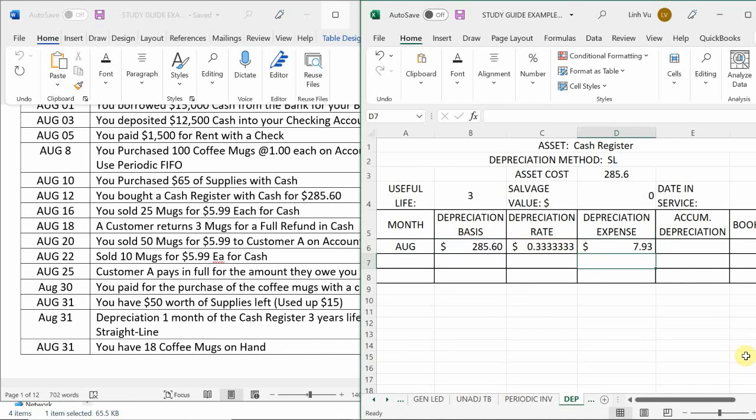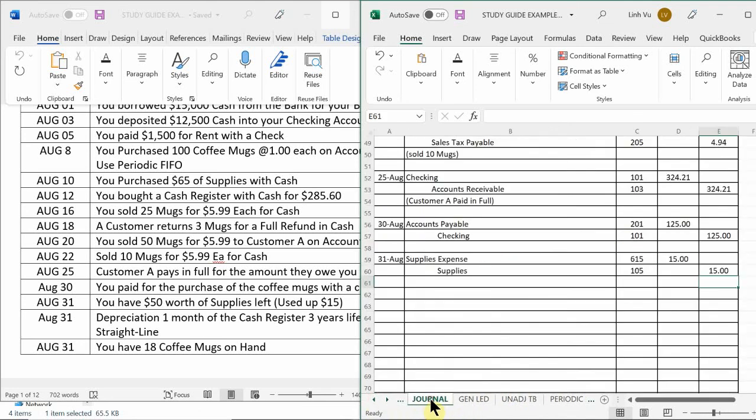$7.93. You can solve for the rest, but that's the only number that I need to look at right there, $7.93. Okay? So, how do I journalize this transaction?